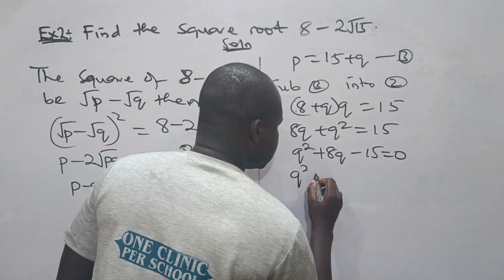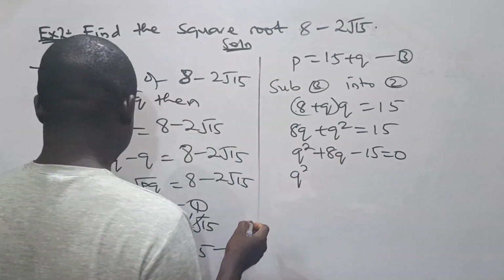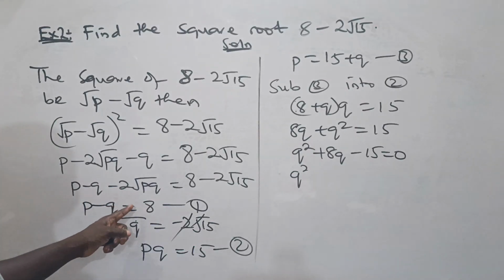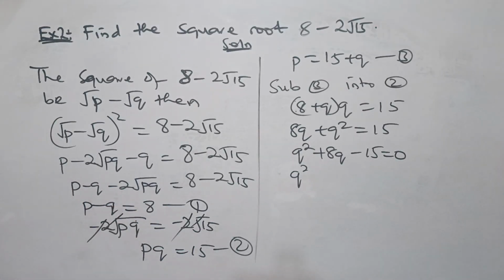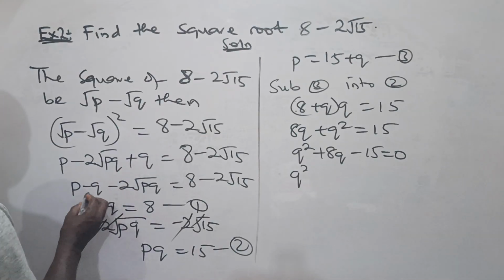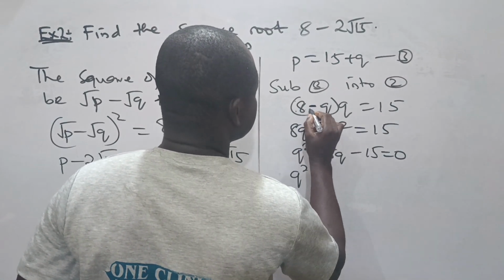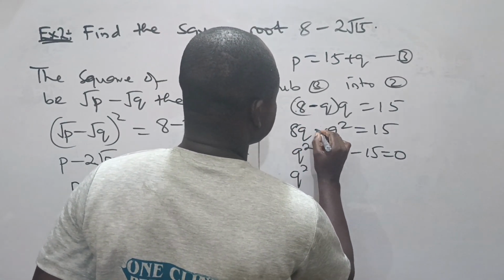So I'm going to have q squared. This is plus 8. Here will be q plus 8. Okay. So from there now we factorize. If we do that correctly, here is plus, this place is plus, so here will be minus. Here will be minus. Okay. This place will be minus.